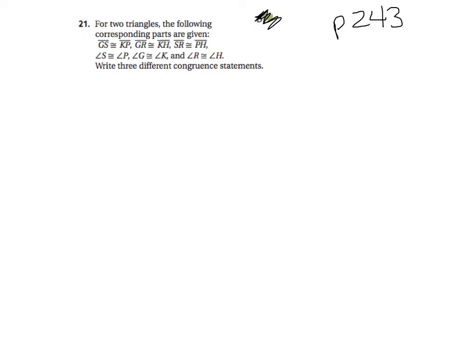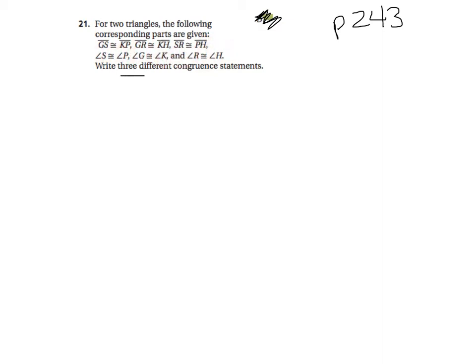This is page 243. I'm going to look at a couple of examples with you so that as you work through your assignment, if you have questions, you can look at these two. First one is number 21. 21 says, for two triangles, the following corresponding parts are given. So right here you can see we've got the three sets of sides and the three sets of angles.